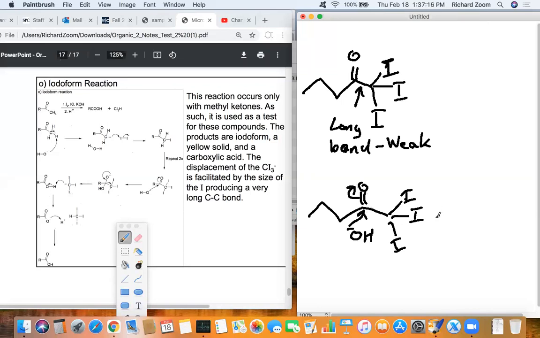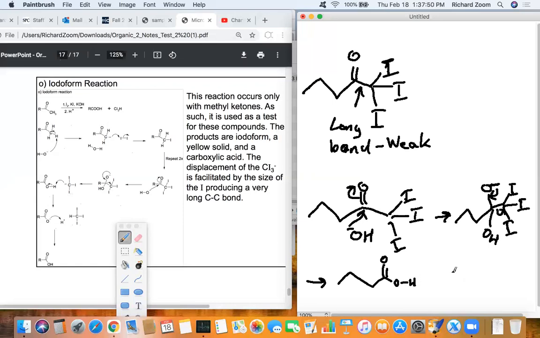The electrons go up on the oxygen, which is what we'd expect, but what you might not expect is that this O negative will come down and kick out this thing with the 3 I's as a leaving group, which it will only do because that bond there is long and weak, which is why we end up getting the carboxylic acid here plus this leaving group.